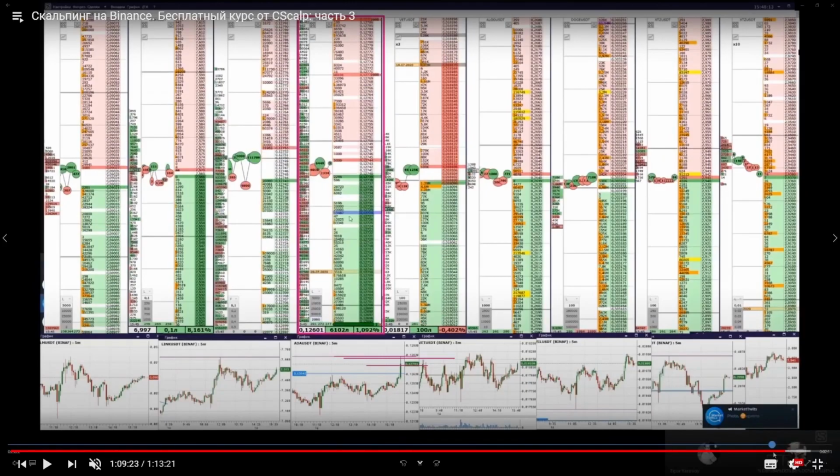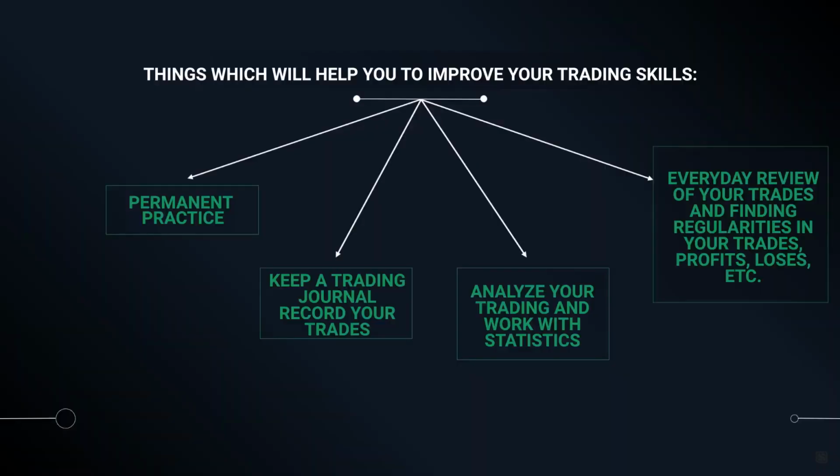Okay, guys, here we're going to our last part, and this is about the things which will help you to improve your trading skills. The first thing is permanent practice. If you decided to make trading a part of your life, or your main job, or a very good hobby which is going to bring you some profit, then as in every other activity, to reach some good results you have to practice a lot.